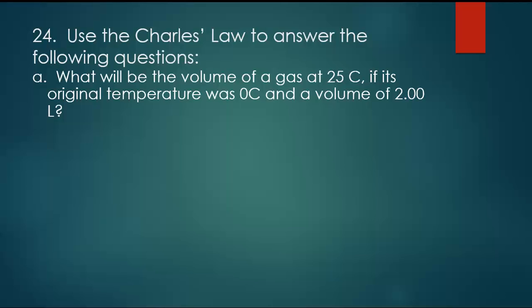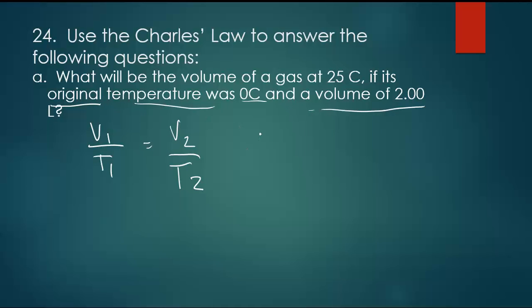What will be the volume of a gas at 25 degrees C if its original temperature was zero and the volume of 2.0 liters? So our equation is V1 over T1 equals V2 over T2. What is the original volume? Well, here's the word original. Temperature and volume? What is the original temperature? It's not zero. 273. Why? Because you have to. Not optional. You have to convert to Kelvin.